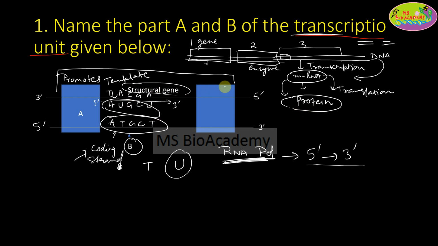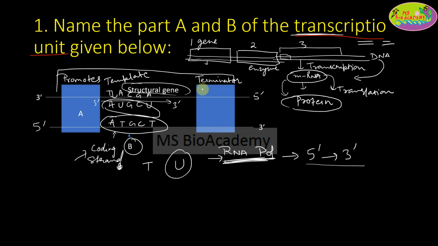And what is this region? Another blue region. This is the terminator region. Now obviously the RNA polymerase needs to have some specific signal sequences which tell it: now please stop, the mRNA has been formed. So stop adding more ribonucleotides. So this is the terminator region.